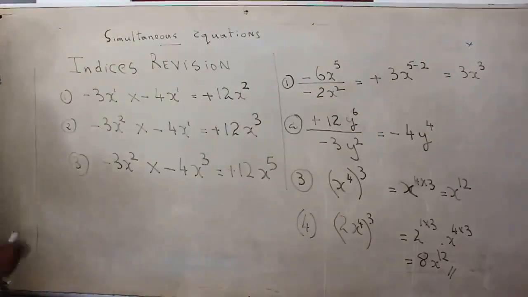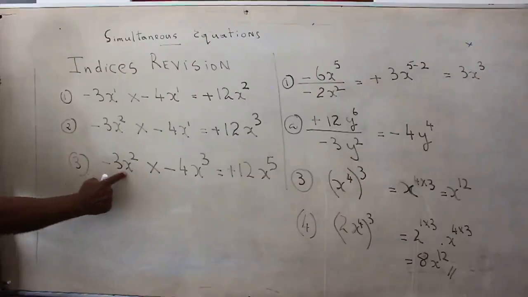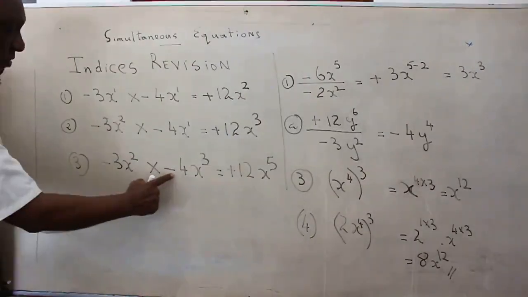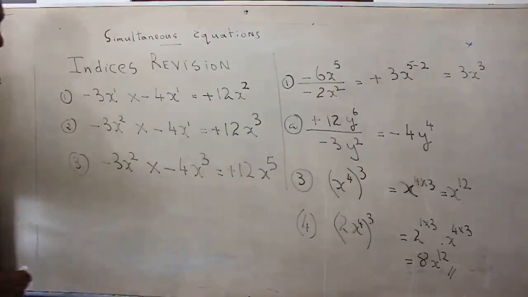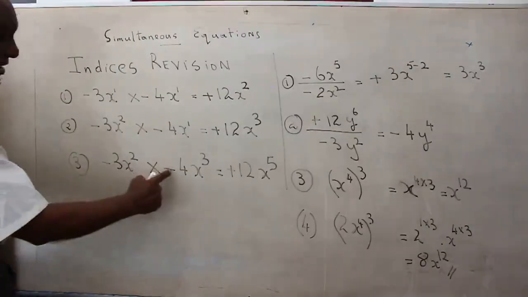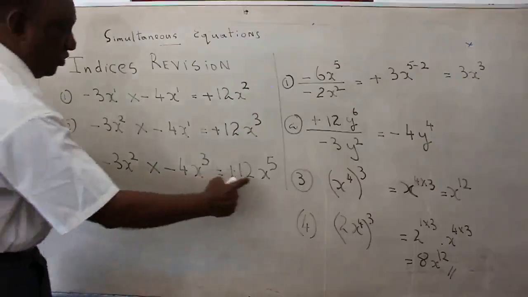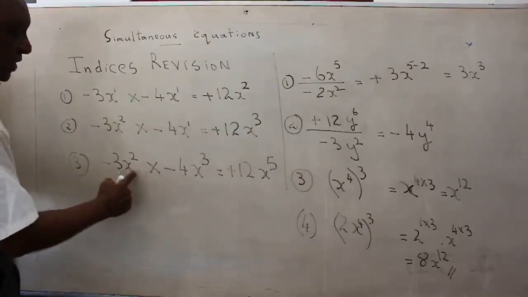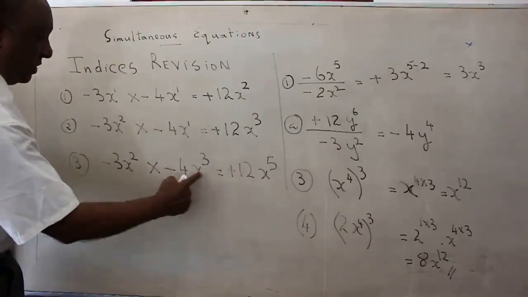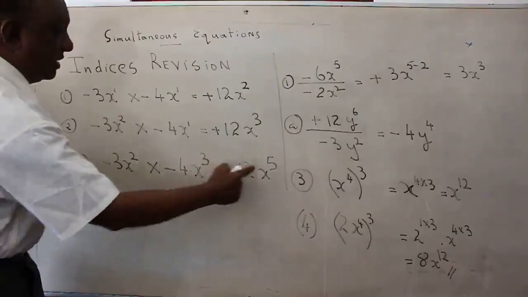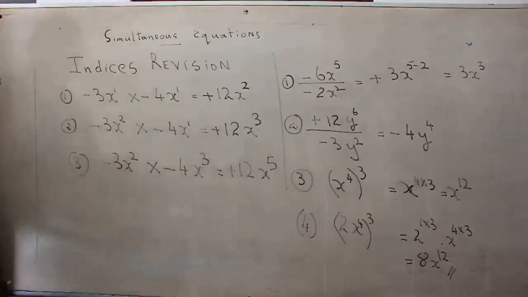Okay, question number 3. Minus 3x squared into minus 4x cubed. Similarly, minus into minus is plus, 3 into 4, 12. X squared into x cubed. 2 and 3 get added. It becomes 5 here. So that is the answer for that.